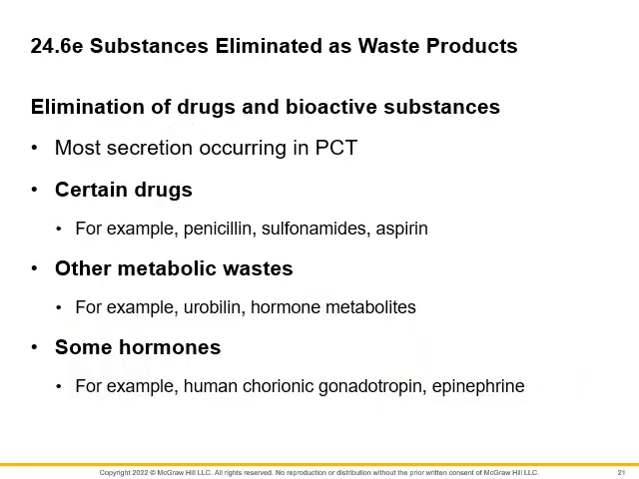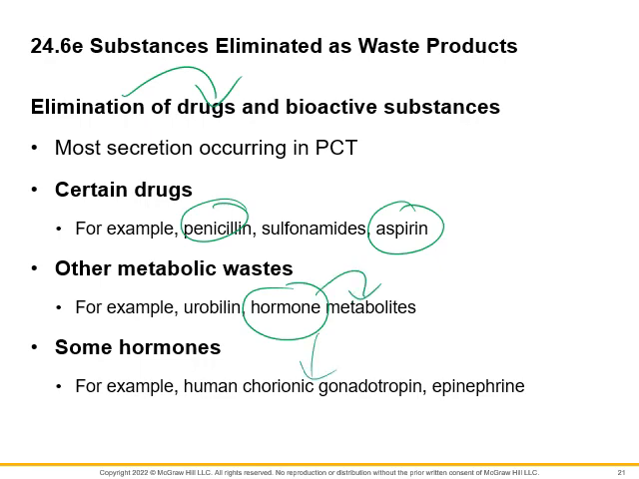And lastly, here we can see the elimination of certain drugs, if we're taking antibiotics, or aspirin for a headache, and any sort of hormone metabolites as they're breaking down, any other hormones, epinephrine, adrenaline. So all of these also have to be secreted, and the majority of that happens in the proximal convoluted tubule.